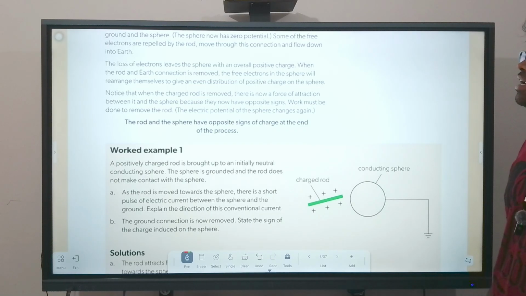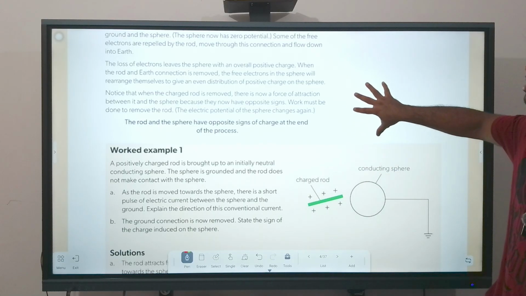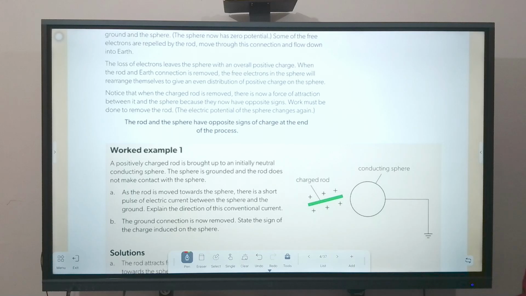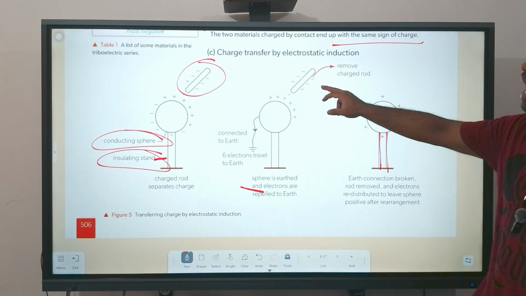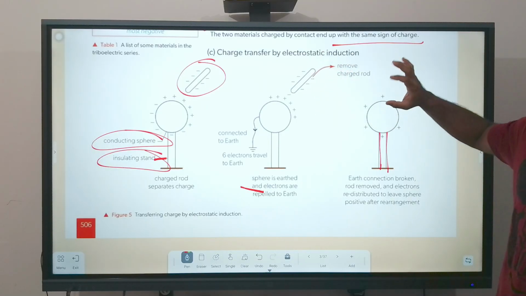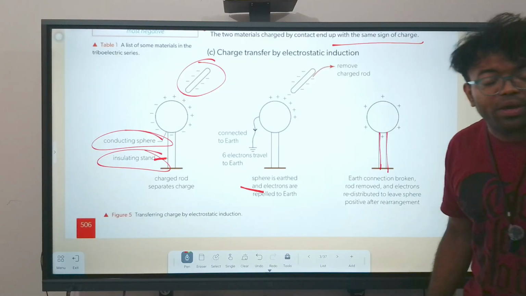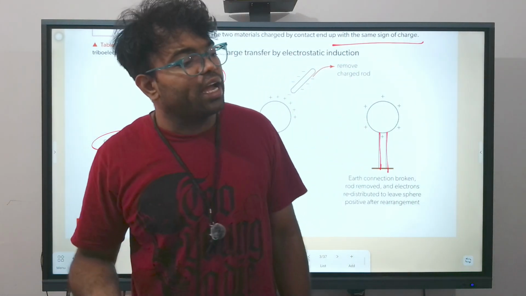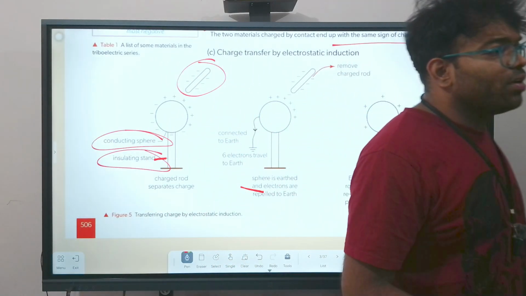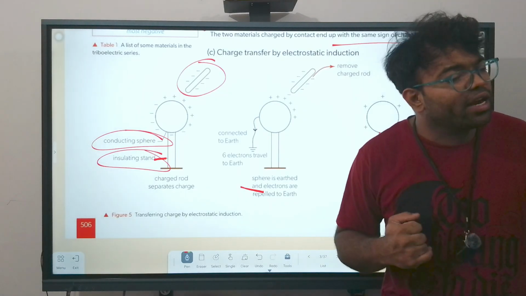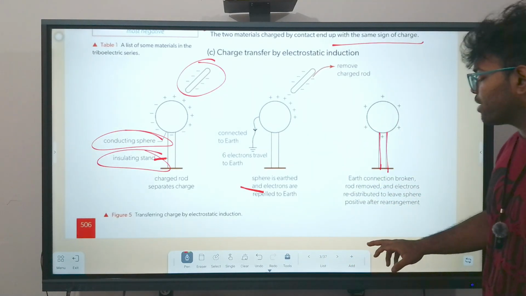When the rod and earth connection is removed, the free electrons in the sphere will rearrange themselves to give an even distribution of positive charge on the sphere. Notice that when the charged rod is removed, there is now a force of attraction between it and the sphere because they now have opposite signs. In this photo, you have a negatively charged rod and a positively charged sphere. Two charges with opposite signs will obviously attract each other, right?